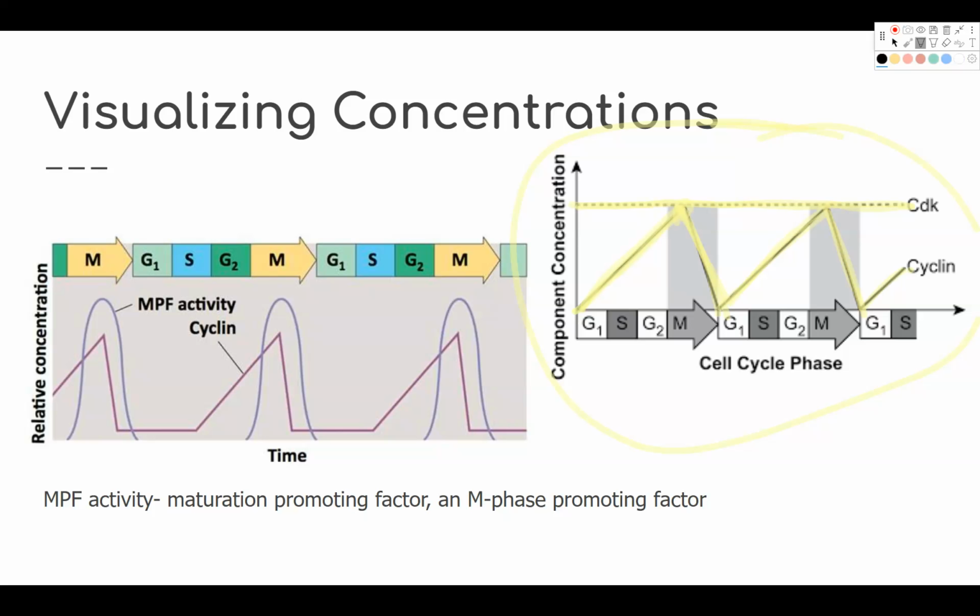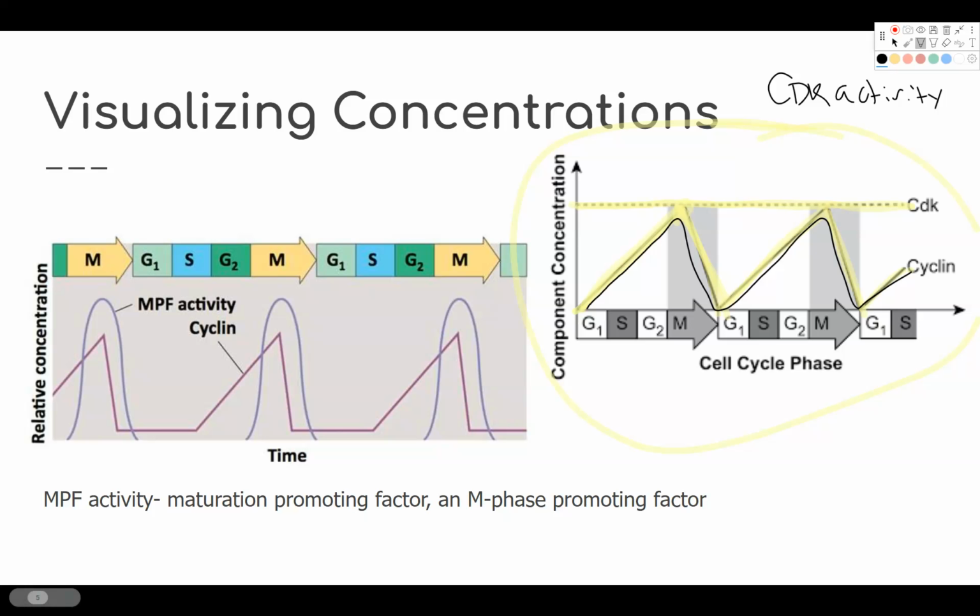But if we wanted to measure the cyclin-dependent kinase activity, odds are it would follow the same pattern because it is the cyclins that activate it. That makes sense? All right.